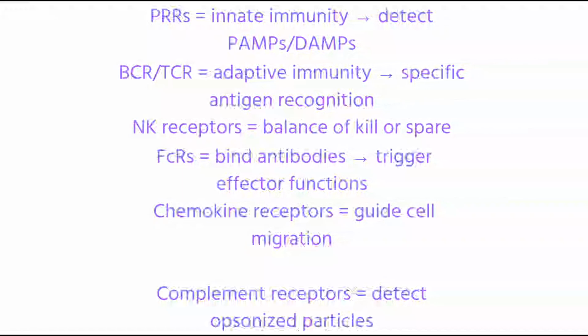They recognize specific antigens. NK receptors balance the killing or sparing of the cell. Then FcRs bind to the antibody and trigger the effector function. Then chemokine receptors guide cell migration, and complement receptors detect opsonized particles. So this is a complete overview of the types of immune cell receptors. We have known the immune cell receptors of the immune system, and how they detect, decide and respond.